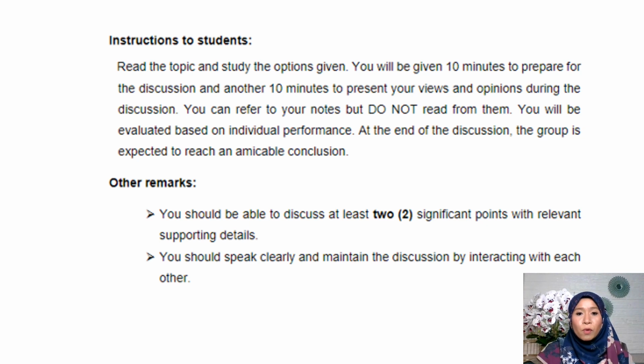How to score for this assessment? You must have 2 or more points. The points given should be well explained, so you can use the OPE, which is opinion, points, and explanation. And what you can do is, in presenting your main points, explain your points and give reasons, for example, the cause, the effect, and the solution of the problem.